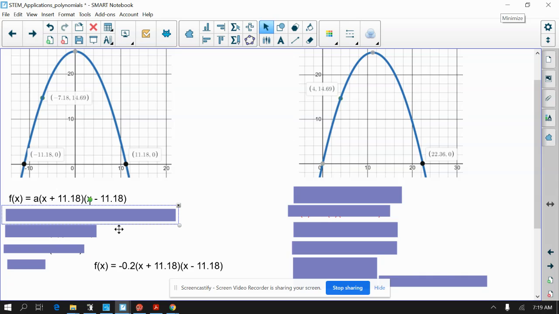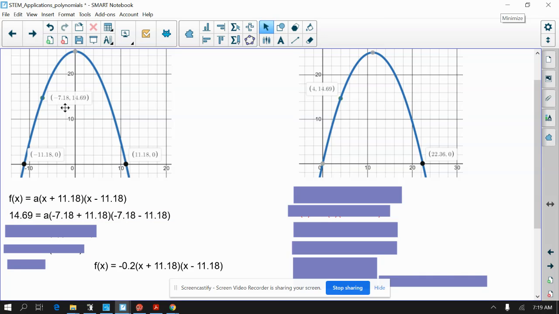So I temporarily let x equal negative 7.18. So replace x with the number and y with 14.69. And then I solve for a. So negative 7 plus 11 gives me 4. Negative 7 minus 11 gives me negative 18. I multiply these two. That gets me negative 73. I want to solve for a. So a is being multiplied by negative 73. So I divide. And that's how I get negative 0.2.